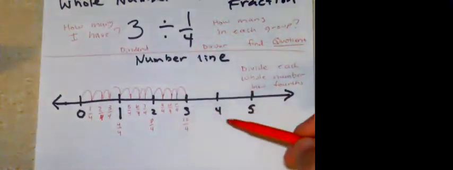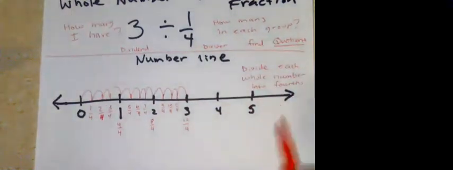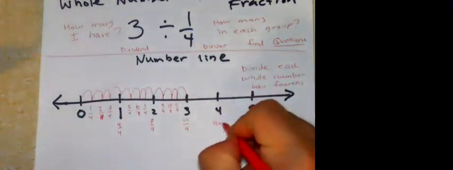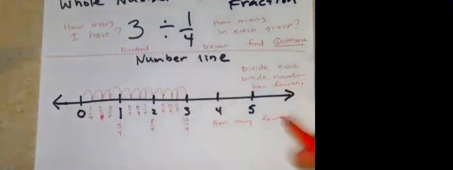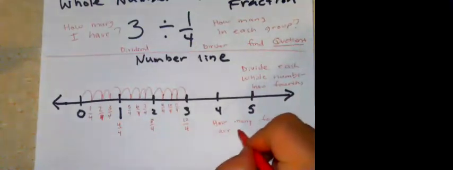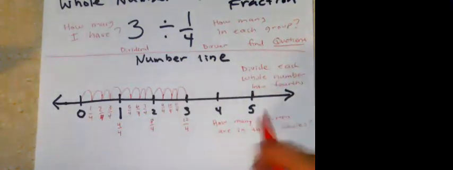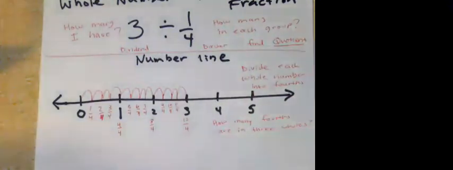So if this was how you use it, how many fourths are in 3 wholes? Well, you know the answer is going to be 12. There's 12 fourths. Sorry, there's twelve 1/4s in 3.